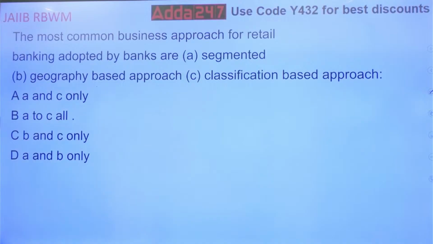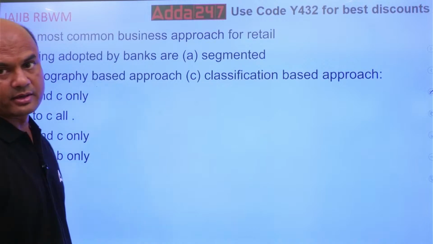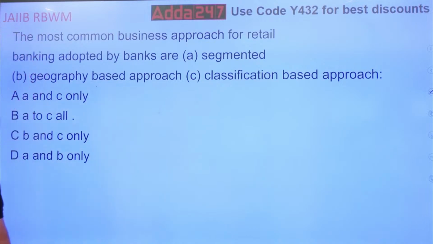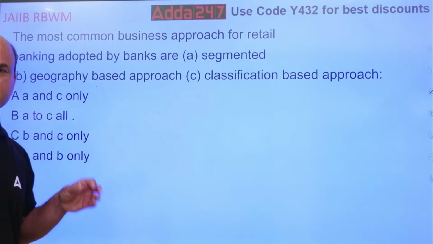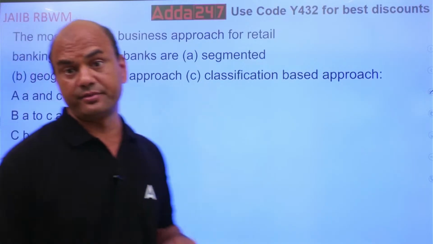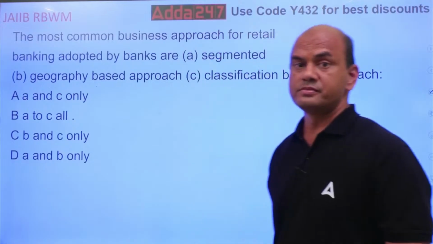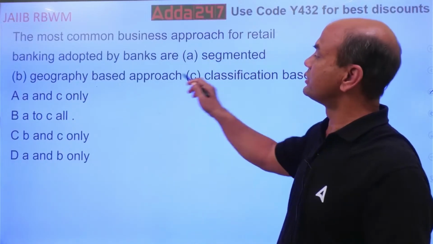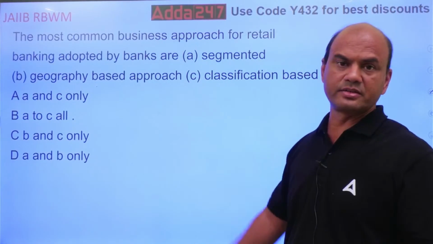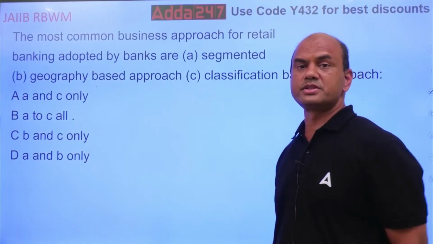The most common business approach for retail banking adopted by banks are segmented approach, geographical approach, classification based approach. Think, everyone, give me the answer. This is there in your book. Generally this question comes in the exam. You'll generally get a question on this: segmented, geography based or classification.